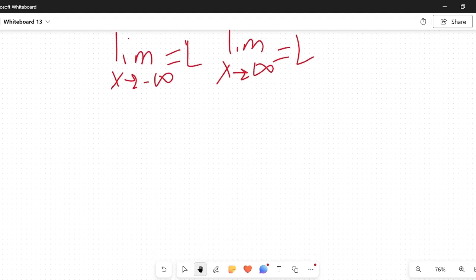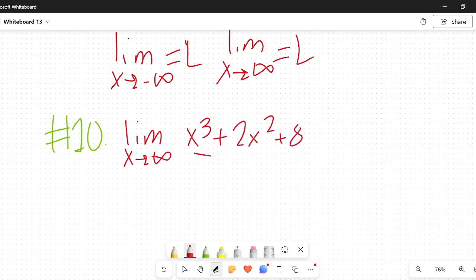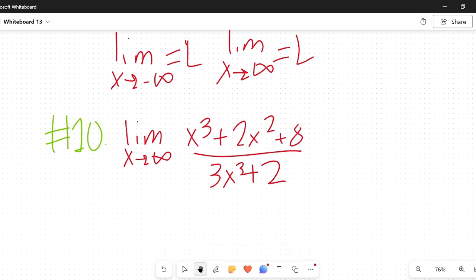But essentially, the way that we are going to do limits at infinity is, let's do a practice problem on this, right? Practice problem number 10 of the day. Let's say we're trying to evaluate the limit as x approaches infinity of x cubed plus 2x squared plus 8 over 3x cubed plus 2, right?